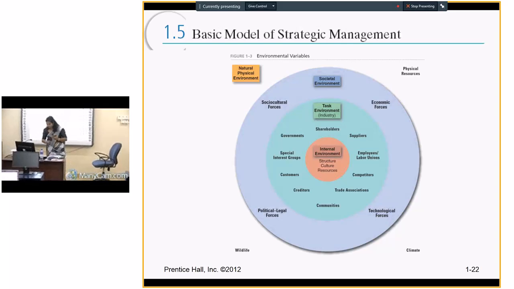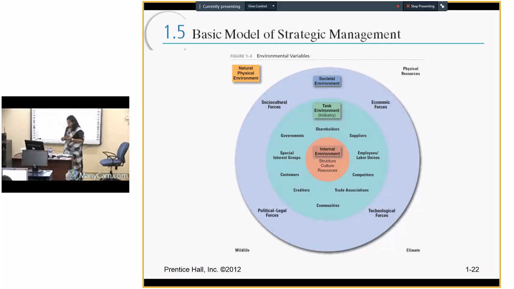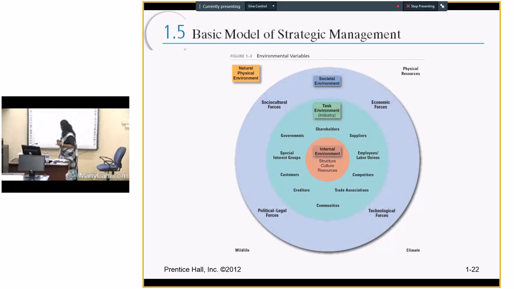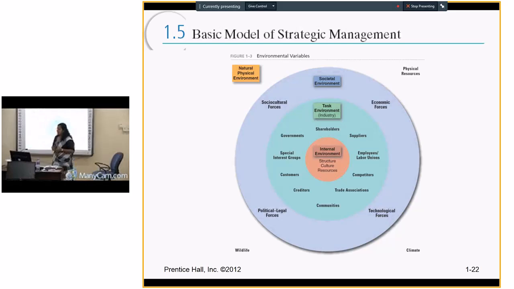Then the resources. Yes, as you all know, we should have an understanding about what kind of physical resources as well as human resources that we have. The resources in the sense of both physical capital as well as human capital.